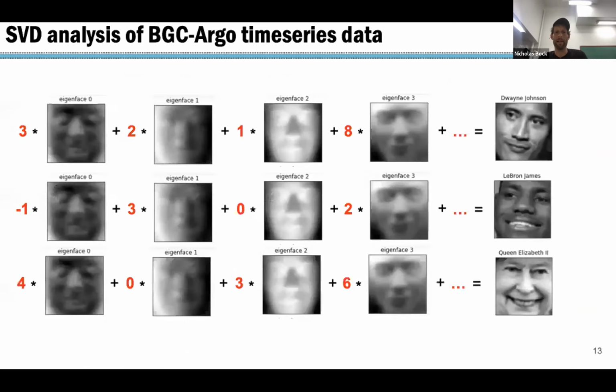SVD also provides a set of coefficients that, along with the eigenfaces, can be used to reconstruct the original images. So, for example, if you take 3 times eigenface 0, 2 times eigenface 1, 1 times eigenface 2, and 8 times eigenface 3, and so on, you get this photo of Dwayne "The Rock" Johnson. If you use different sets of coefficients, you get an image of LeBron James or Queen Elizabeth. And so you don't just get these eigenfaces, you get this series of coefficients that provide a summary of the different sources of variability in each one of the initial images.